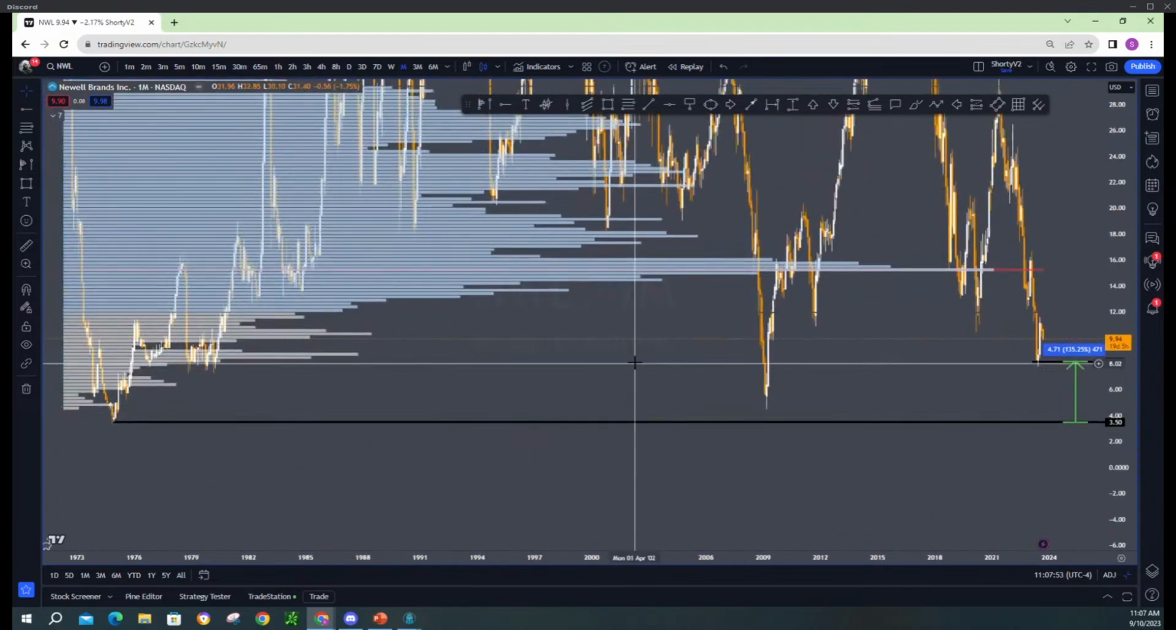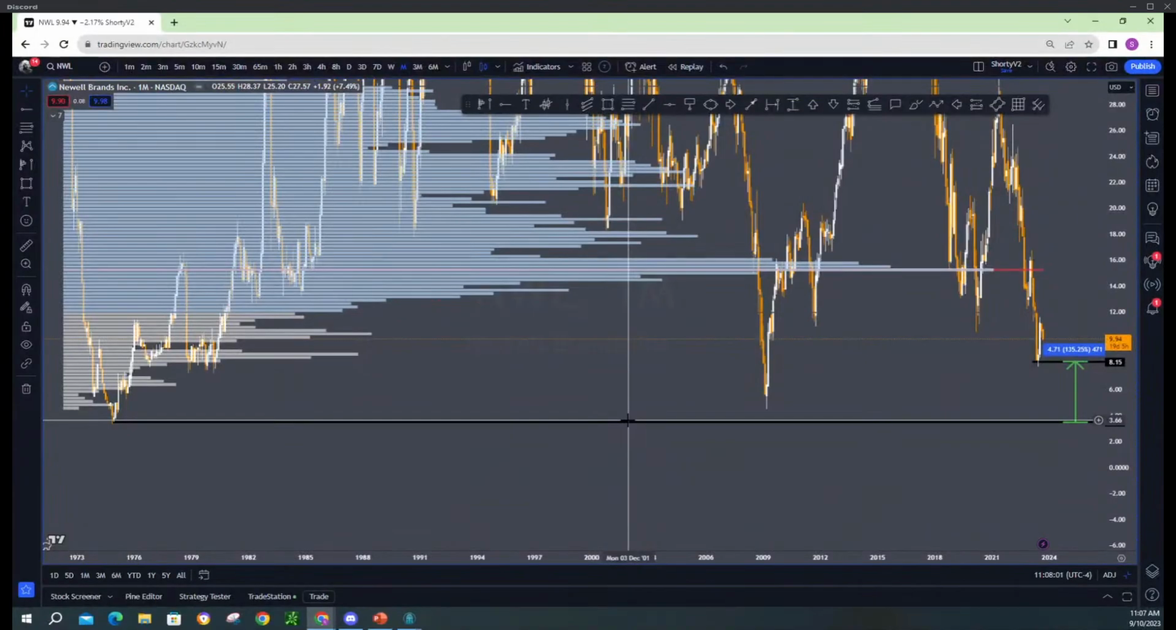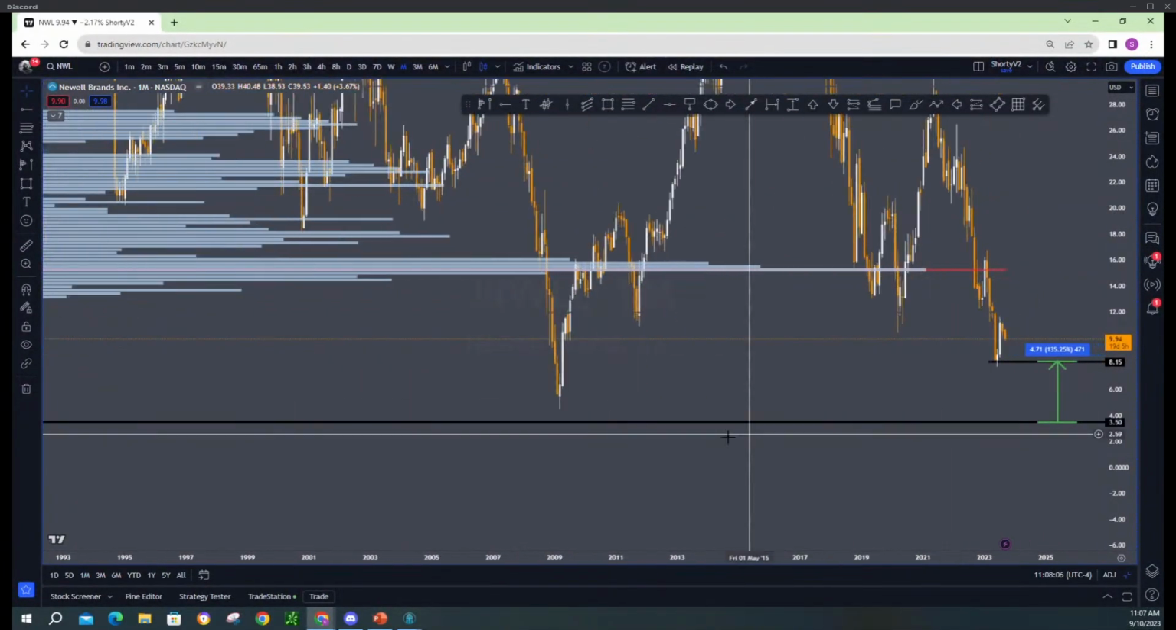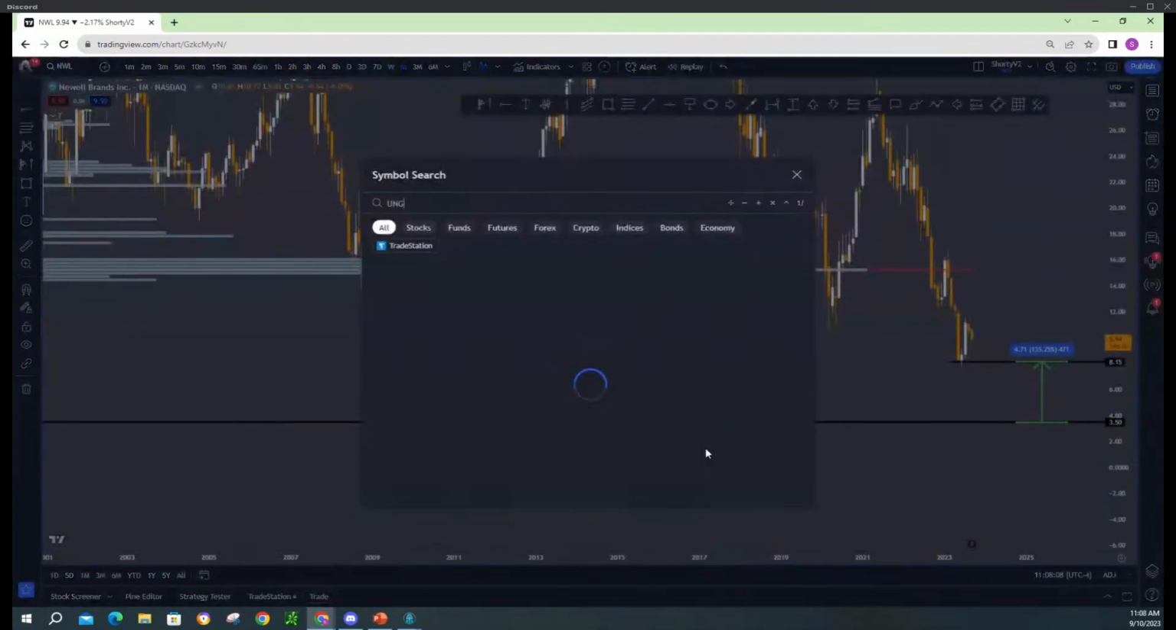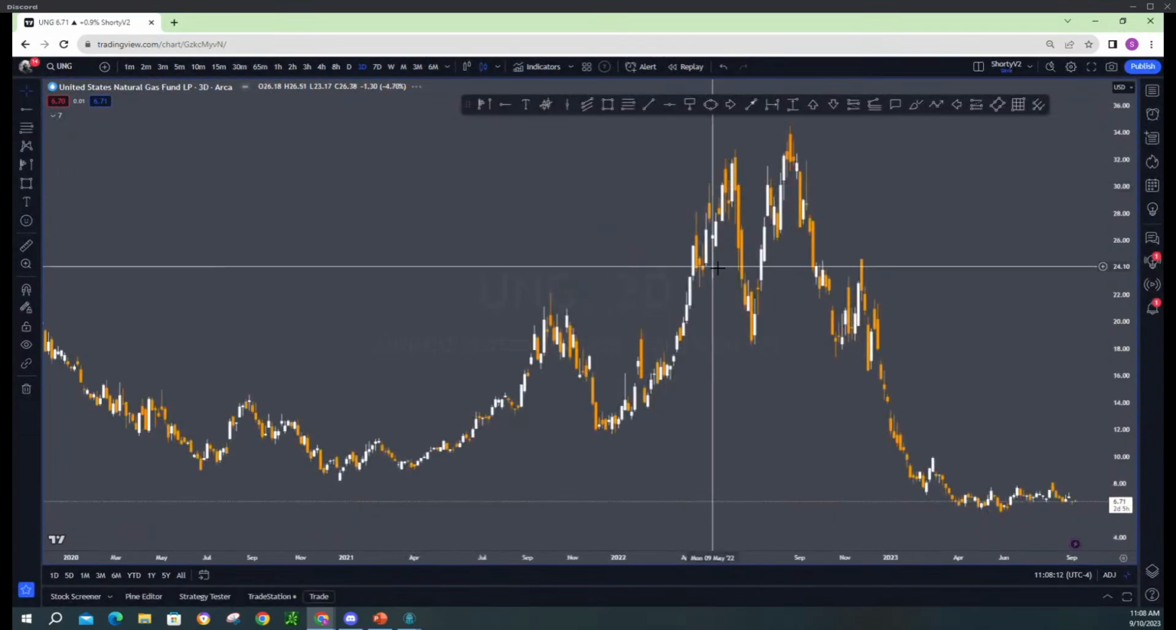Like for instance, this one here, this is the last rodeo for it. If it cracks below this level, then we're probably gonna catch it at 6. I'd definitely buy it at 3.66. I don't care if they go bankrupt, I'd buy it. But the idea is to make you scared, right? UNG is another one. This one's a little bit different, but let's see.